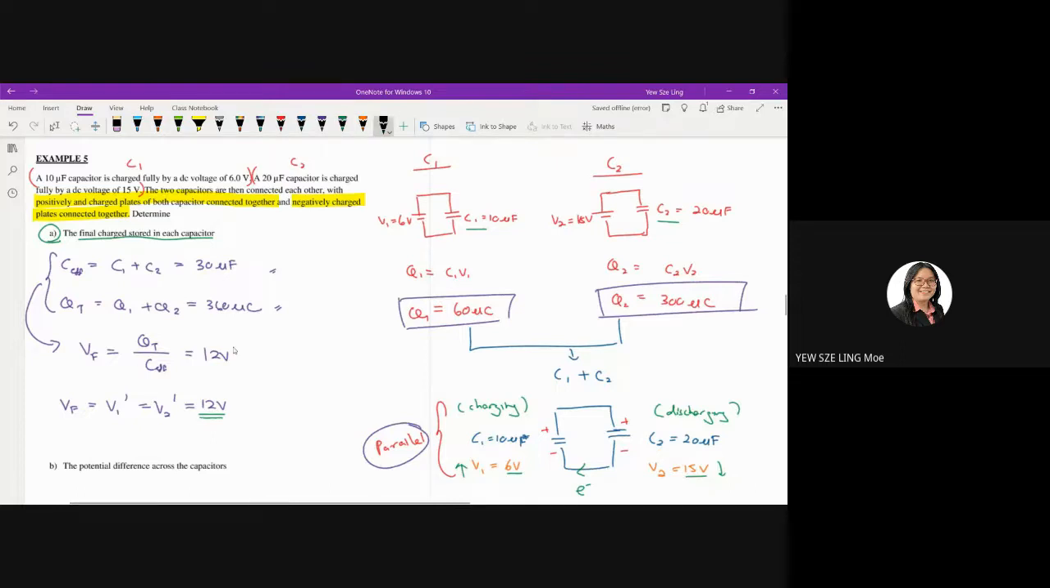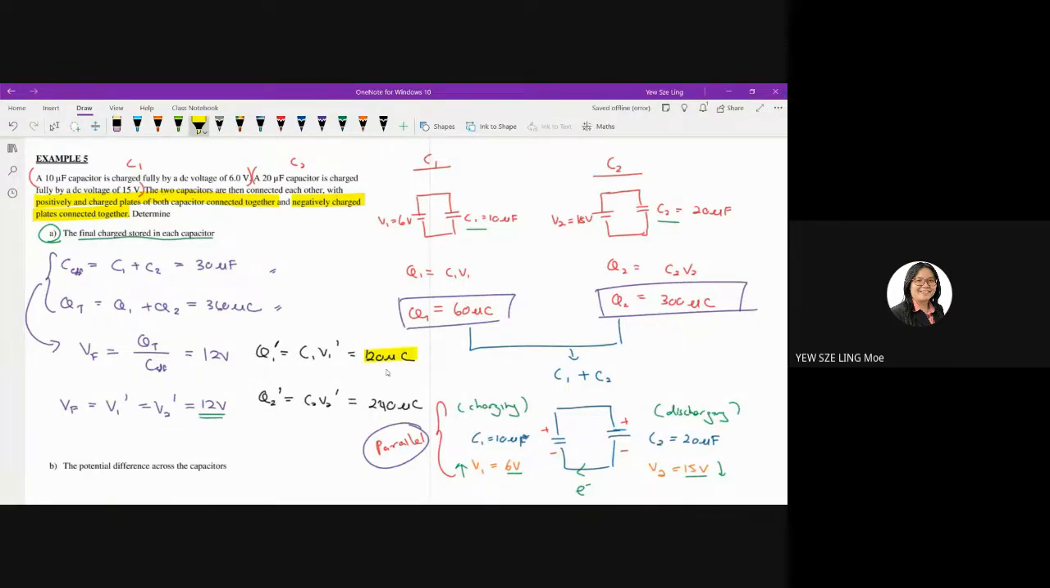So let's see. Q1 equals C1 V1 prime. Okay, Q1 prime I would call it, because now we want the final charge. So Q1 prime is equal to C1 V1 prime, which is equal to 120 microcoulomb. Q2 prime equals C2 V2 prime, which equals 240 microcoulomb.